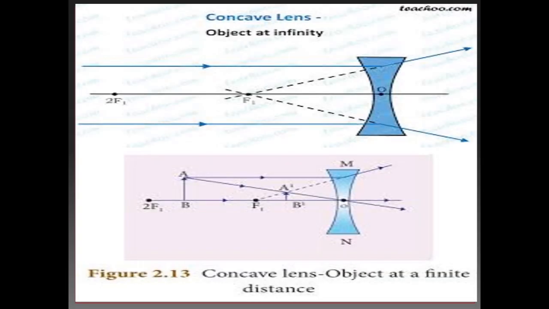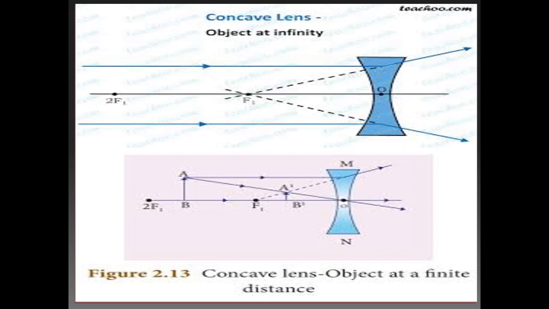Now, refraction through concave lens. Let us discuss the formation of images by a concave lens when the object is placed at two possible positions. First, object at infinity. When the object is placed at infinity, see the picture, the virtual image is formed at the focus. The size of the image is much smaller than the size of the object. The size of the image is smaller than the original object.